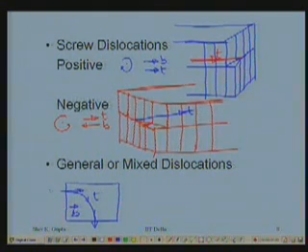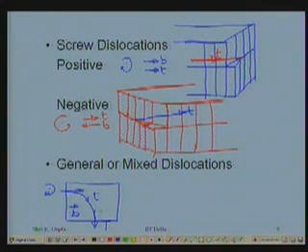So it becomes here a positive screw. In here the T is like this, B is like that, this would be what? Negative or positive? Negative. Yeah, it would be a negative edge dislocation.